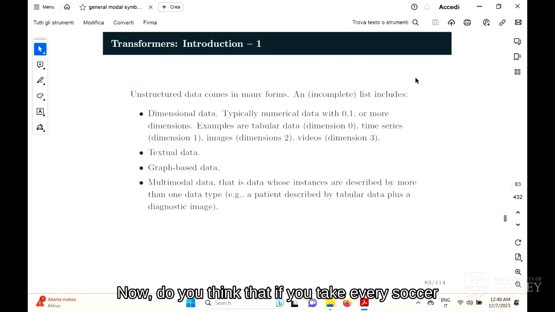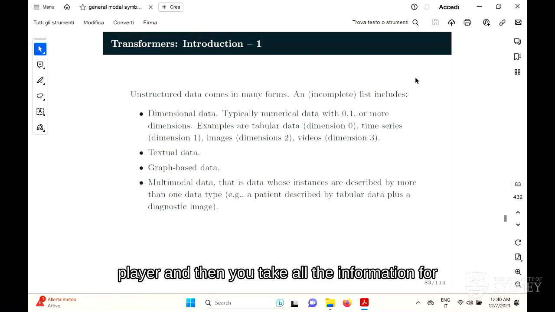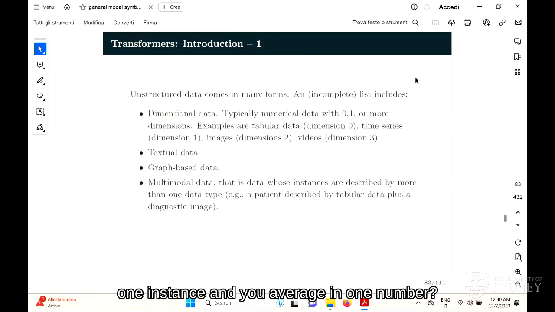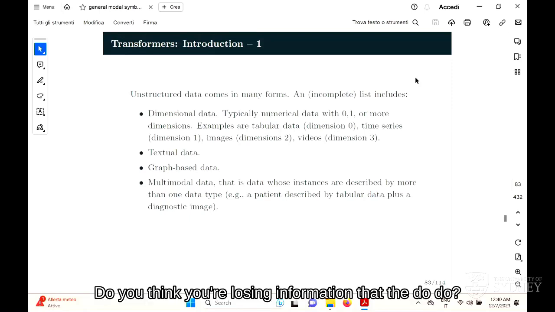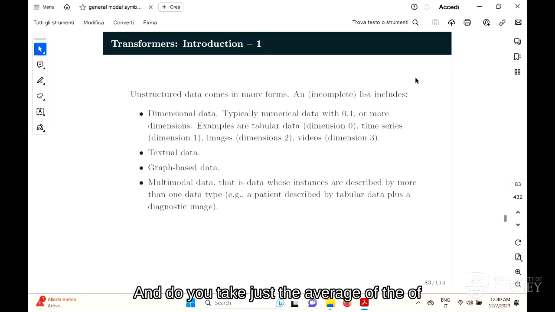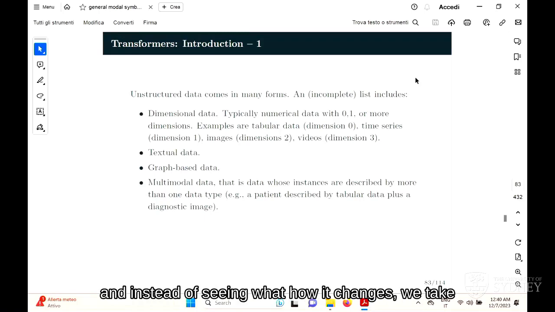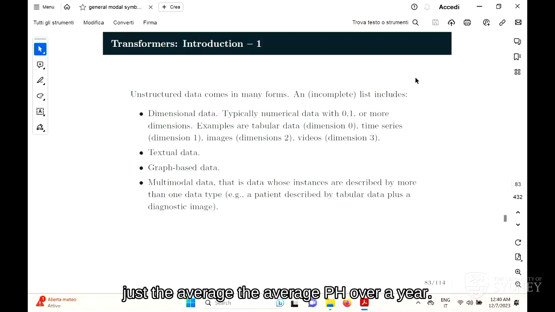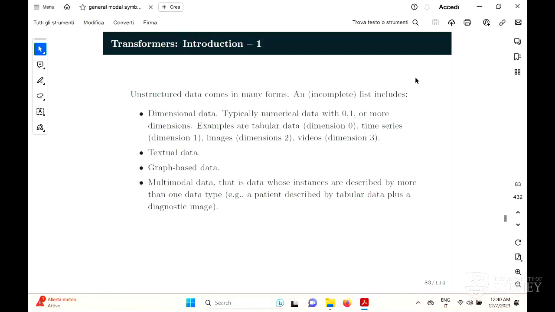Let's see now. Do you think that if you take every soccer player and take all the information for one instance and average it in one number, you're losing information there? Do you see that you take just the average of the position? Is that informative enough? I don't think so. You don't think so? Okay. If we take the pH of every single point, and instead of seeing how it changes, we take just the average pH over a year, are we losing information there?